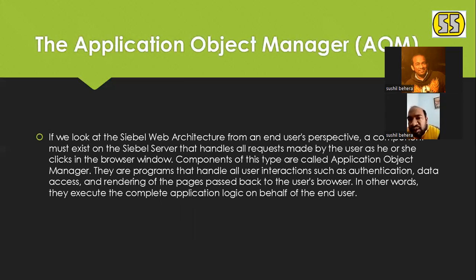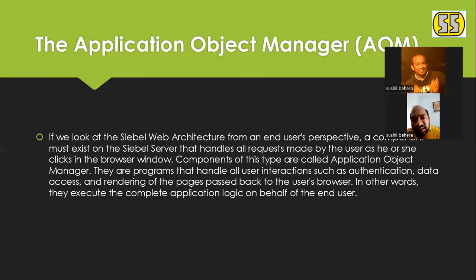Coming to the application object manager, I explained what it is. Now let's say somebody is trying to log into the Siebel application. He will give the URL, enter the username and password, and click the login button. Once he clicks the login button, from the browser he is sending a request for permission to enter the Siebel application. That request will go to the application object manager.